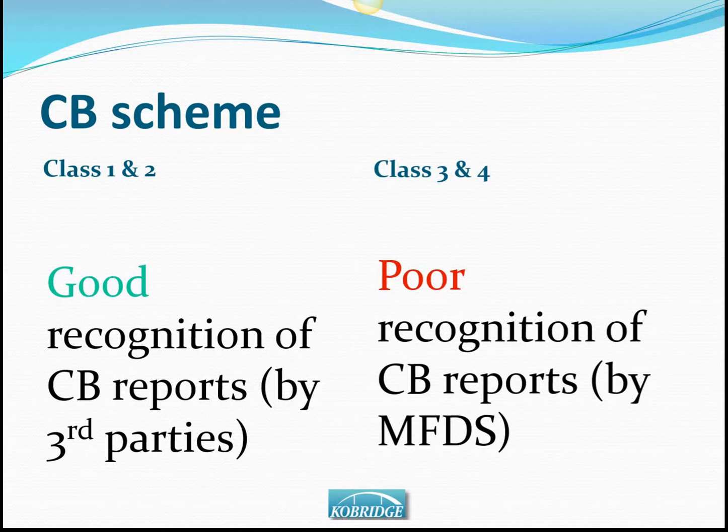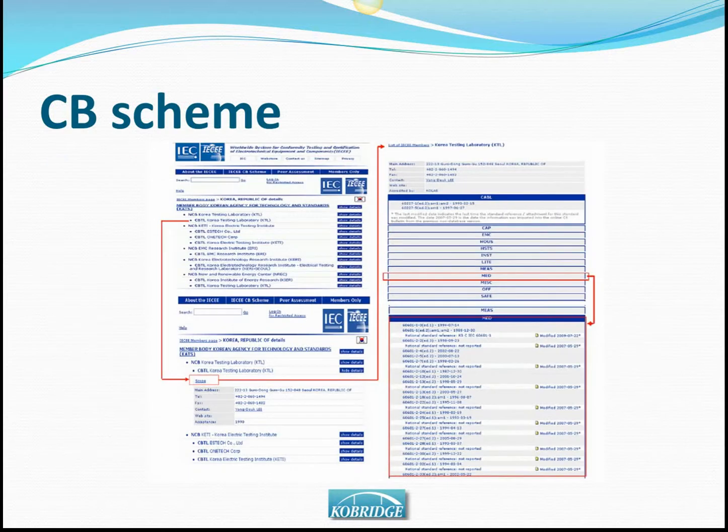And MFDS, you have to understand that they are not specialized in testing, let's say. So there could be some requests where they would ask the local condition to be applied for all tests. So that's really important to consider.